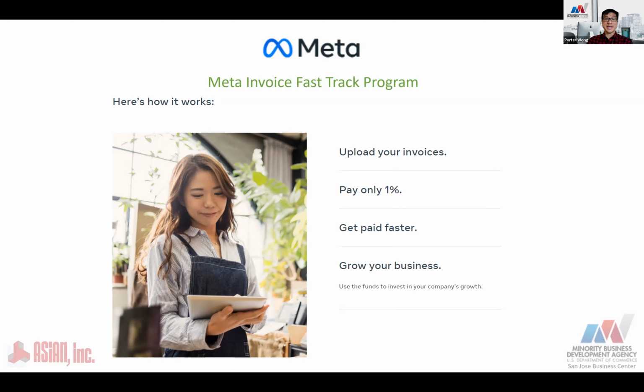So let's say for some reason you're not able to collect the amount in the invoice, actually the loss is Facebook's loss, it's not your loss. So I think they're doing this kind of for social good.